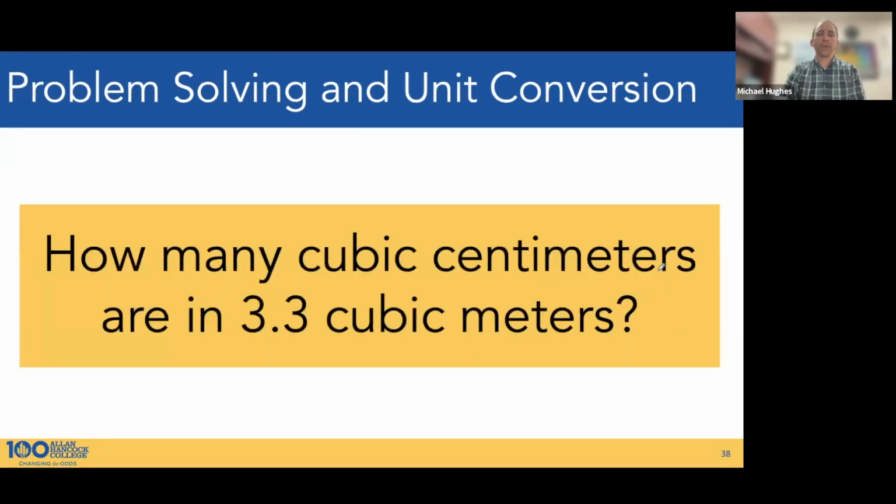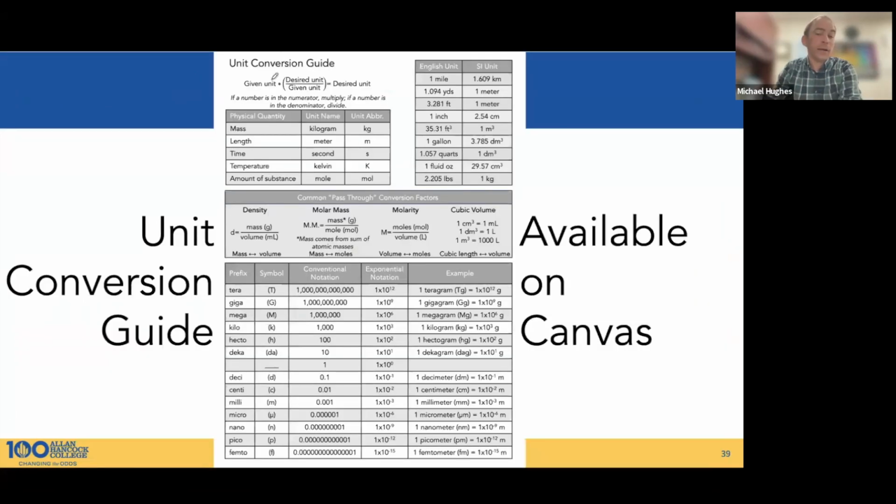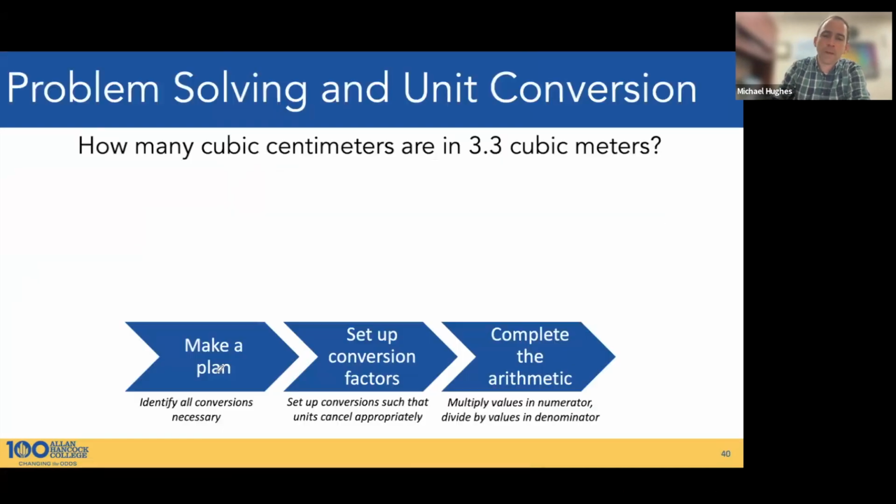So let's try one. How many cubic centimeters are in 3.3 cubic meters? So before we worry about the cubic, we just want to know this relationship here, centimeters to meters. So let's take a look at our conversion guide and remind ourselves that there is 100 centimeters in 1 meter. That's the piece of information that we're going to need to know for our plan. Let's make it. So we want to go from meters cubed to centimeters cubed. And for now, ignoring the cubes, we're just going to remember that in 1 meter, there's 100 centimeters.